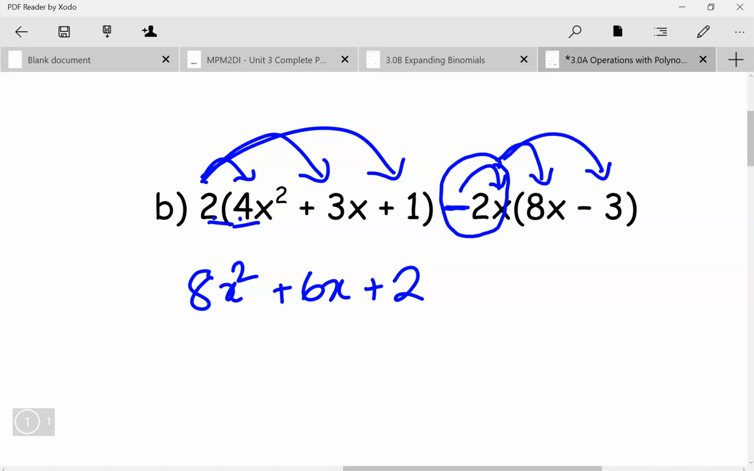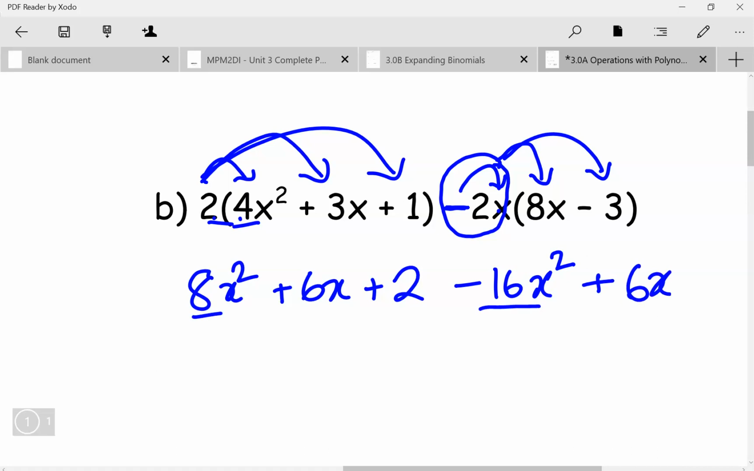So here you have negative 2x times 8x, which is negative 16x squared. This is what I mean by multiplying the variables, right? x times x gives you an x squared, or x to the power of 2. And then negative 2x times negative 3 gives us a positive 6x.